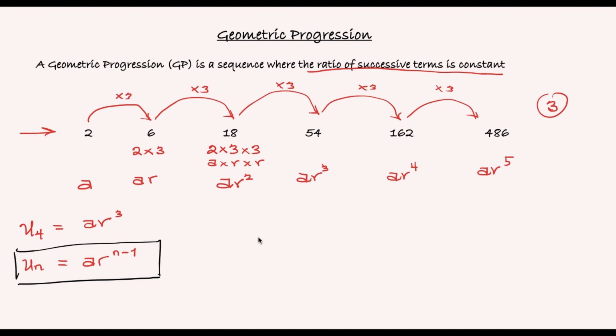Now, don't forget that un is the nth term, a is the first term, and r is the common ratio. So let's solve some examples involving geometric progressions.